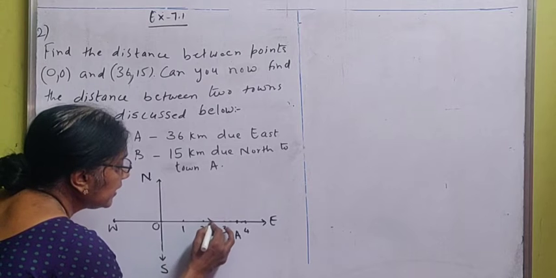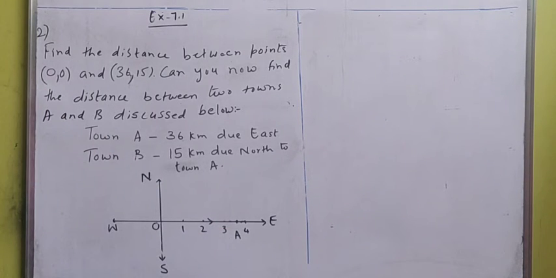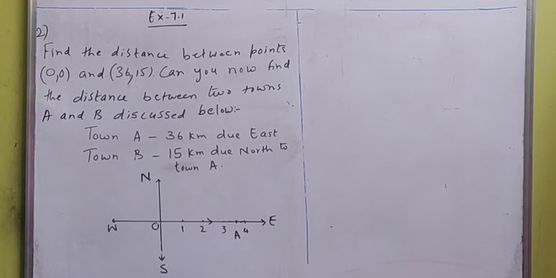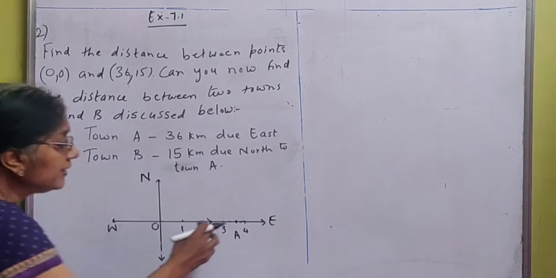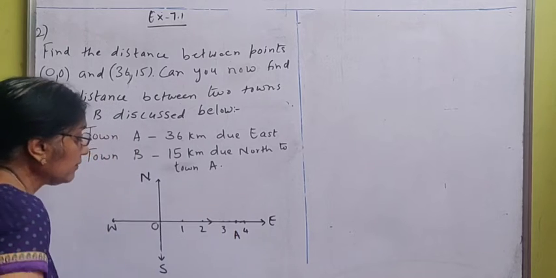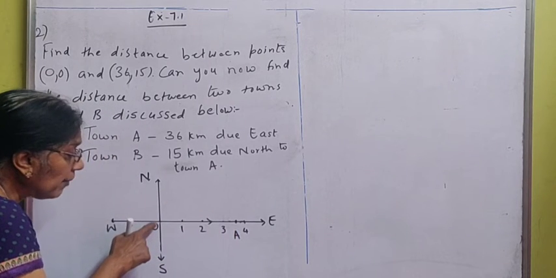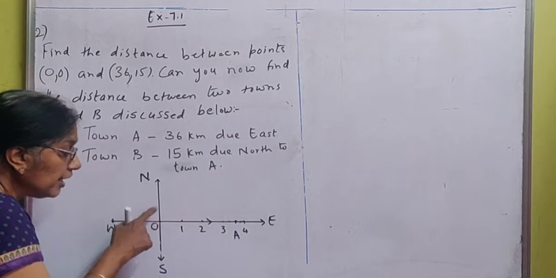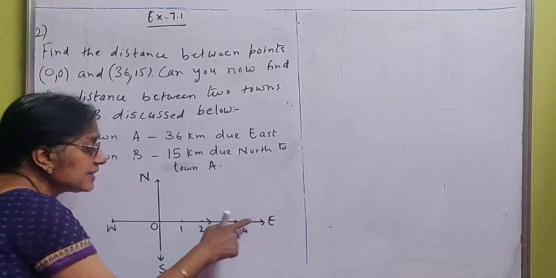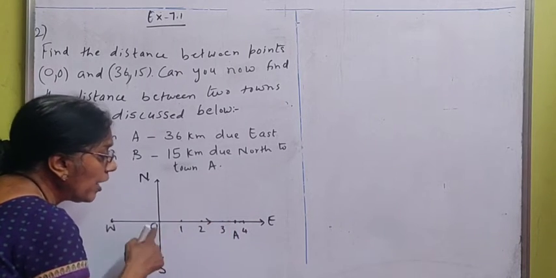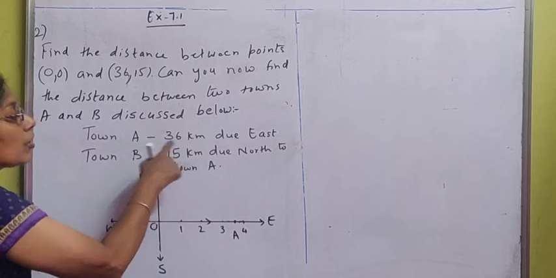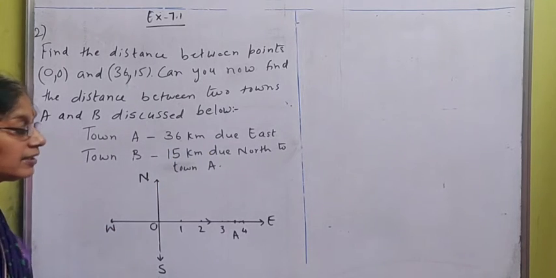In which direction is it? In the north direction. Okay, so you take it as 10 units is equal to 1 kilometer. So what will I get? 36 kilometer will become 3.6 units. So this is your town A, from the origin, towards the east side. So this OA became your 36 kilometer.